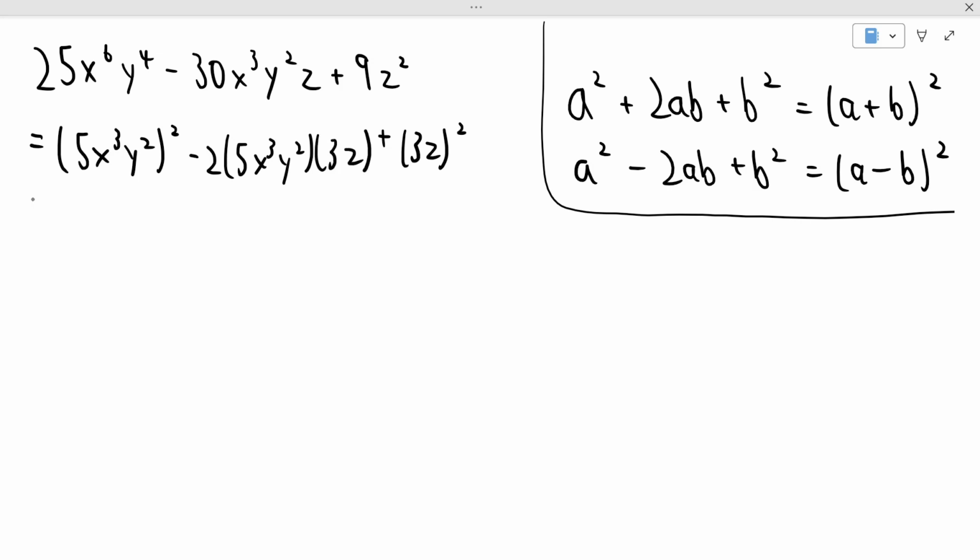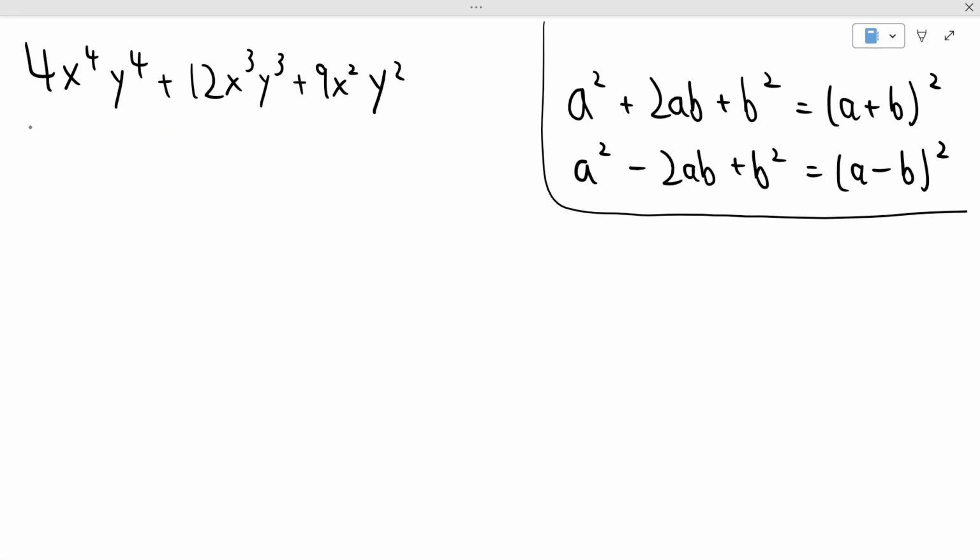So this means that this expression is now in the form a squared minus 2ab plus b squared, where a equals 5x cubed y squared and b equals 3z. So we can use our formula to rewrite this expression as 5x cubed y squared minus 3z all squared. And this is our final answer. Let's take a look at this example.